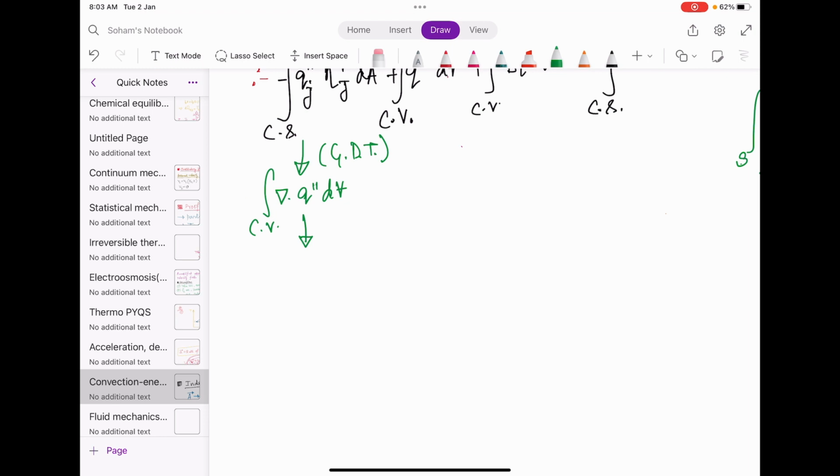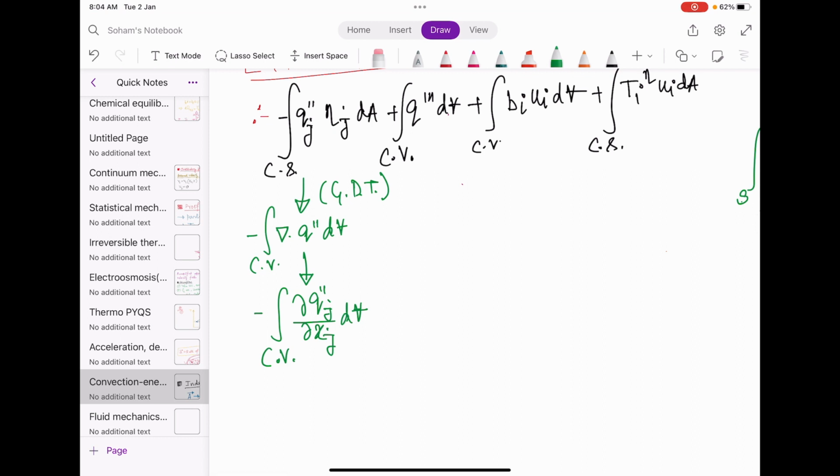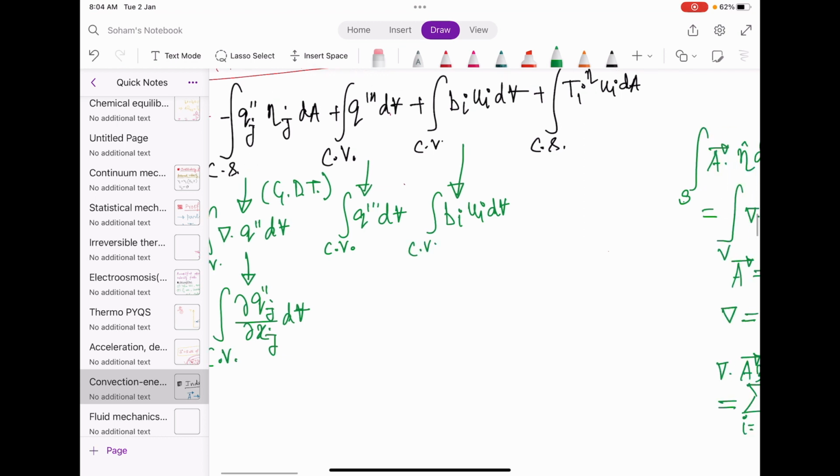So similarly this can be written as minus of del qj by del xj dV. Okay, so this is in terms of a volume integral. Okay, now this term is already in a volume integration form, so this will remain, and this term is also, again, we don't have any problem with this, so this will again remain.